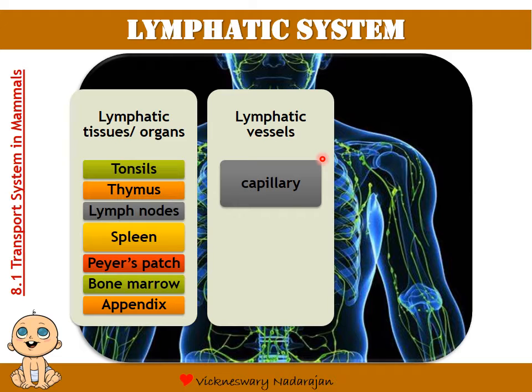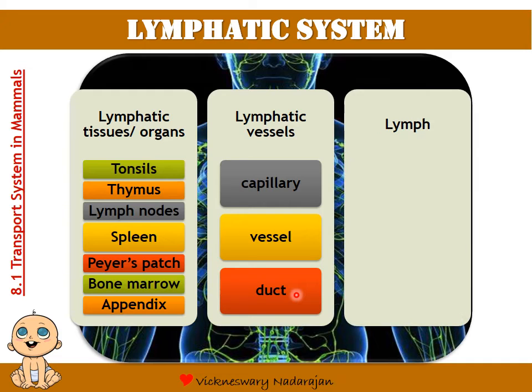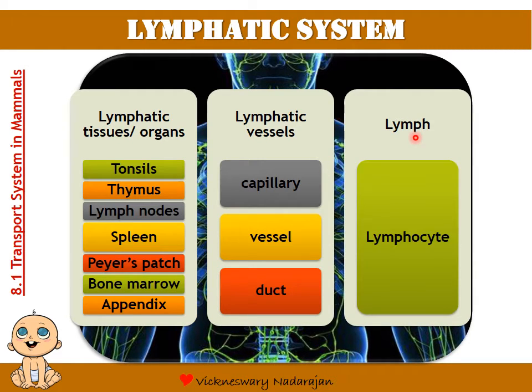The smallest lymphatic vessels in the lymphatic system are known as the lymphatic capillaries, then lymphatic vessels, and the largest are known as the lymphatic ducts. Now the liquid that travels inside these lymphatic vessels is known as lymph, and lymph contains only one type of blood cell, that is the lymphocyte.